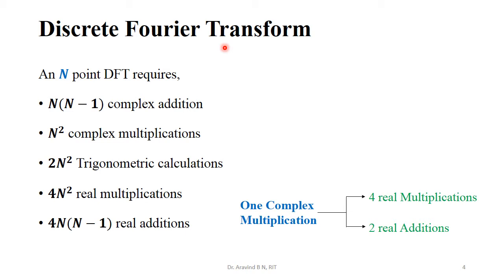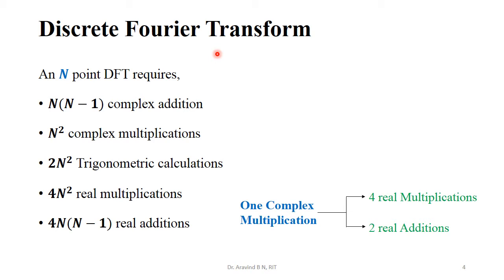Then why do we need to go for fast Fourier transform? That is because of the computational complexity. The discrete Fourier transform is going to have a larger computational complexity, that means with respect to the number of additions and multiplications, trigonometric operations and so on. Whereas the fast Fourier transform is going to have reduced computational complexity. Therefore, for all practical purposes, we prefer the fast Fourier transform because of its reduced computational complexity.